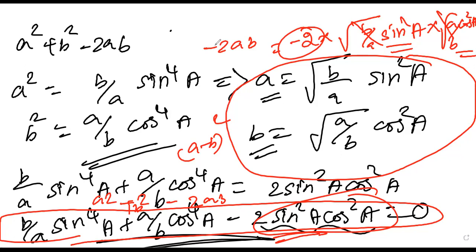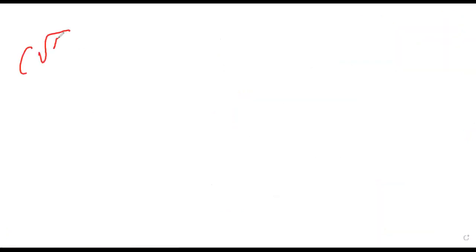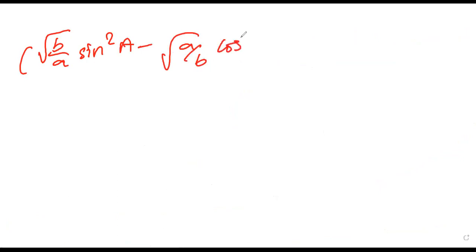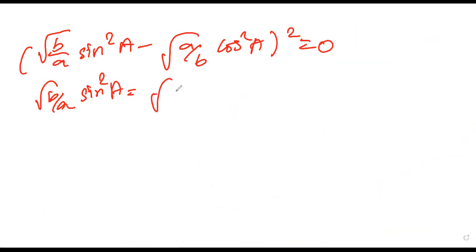Please take a screenshot. I'm going to write this in the (a minus b) whole square format. It will be (square root of b by a sin square a minus square root of a by b cos square a) the whole square is equal to 0. So you take the left hand side thing to the other side, it becomes square root of a by b cos square a.